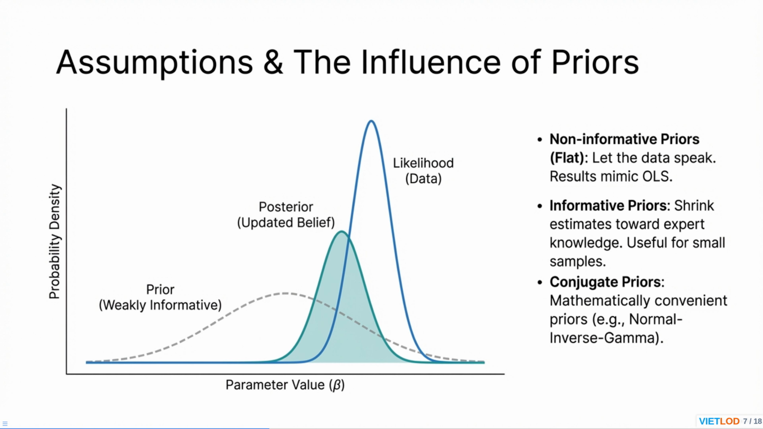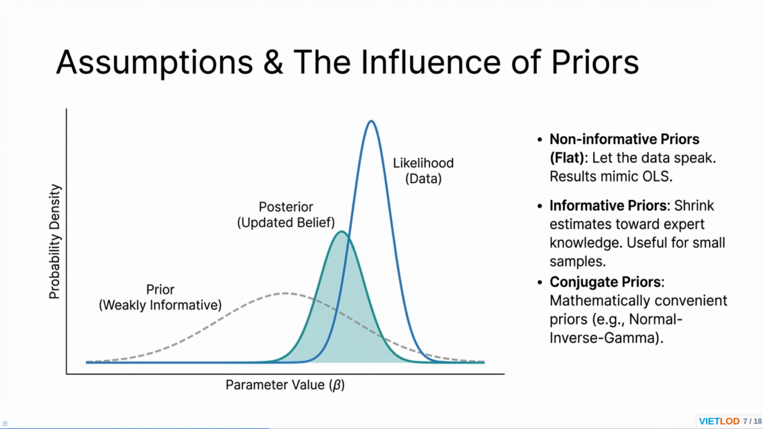The choice of prior is a key decision in Bayesian analysis. A non-informative, or flat, prior expresses maximal uncertainty, essentially letting the data speak for itself. When using such a prior, the results will often closely mimic those from frequentist ordinary least squares, or OLS. In contrast, informative priors are employed when we have strong expert knowledge or compelling results from previous studies. These priors can shrink our estimates towards these prior beliefs, which is particularly valuable when dealing with small or noisy samples, where the data alone might be insufficient.